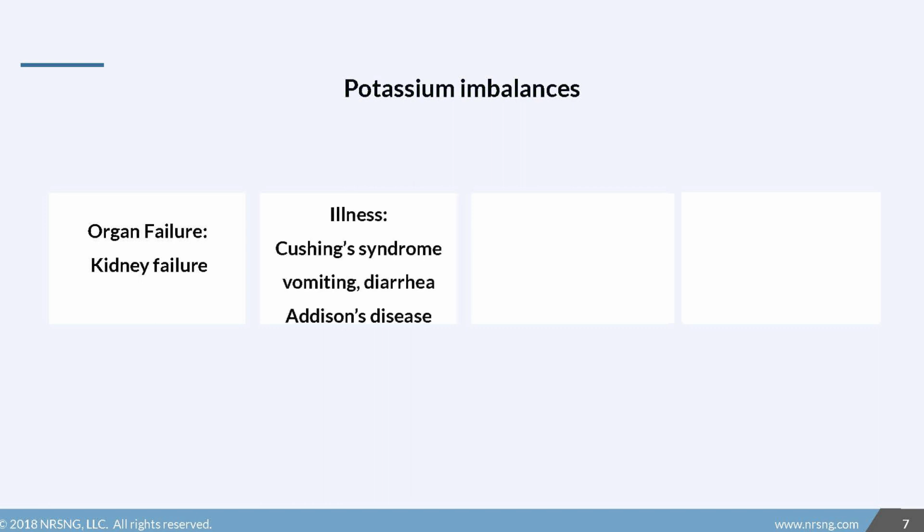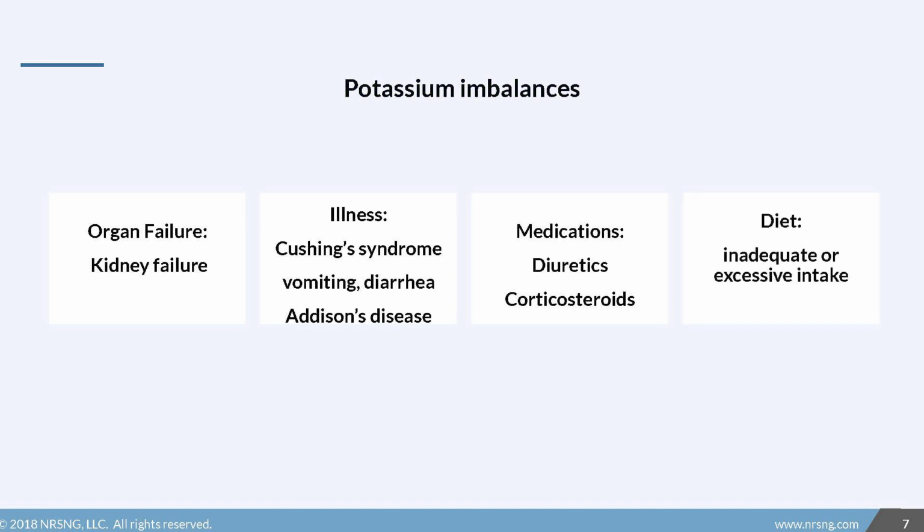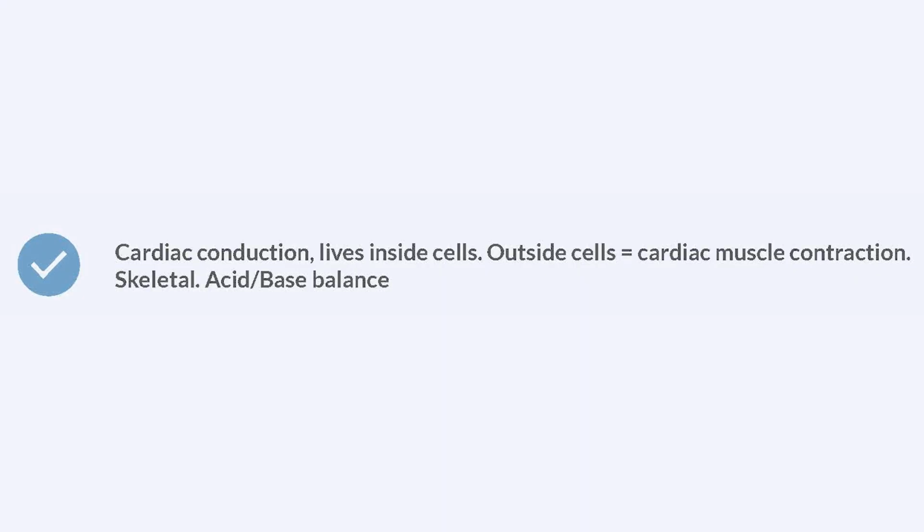Illnesses can cause potassium imbalances as well, specifically Cushing's syndrome, vomiting, diarrhea, and Addison's disease. Medications can also cause imbalances in potassium. We have diuretics as the main culprit, and then corticosteroids as well. Finally, diet, of course, would affect your potassium level. You can either be taking in too little or too much potassium, and of course, that's going to affect the level in your blood.